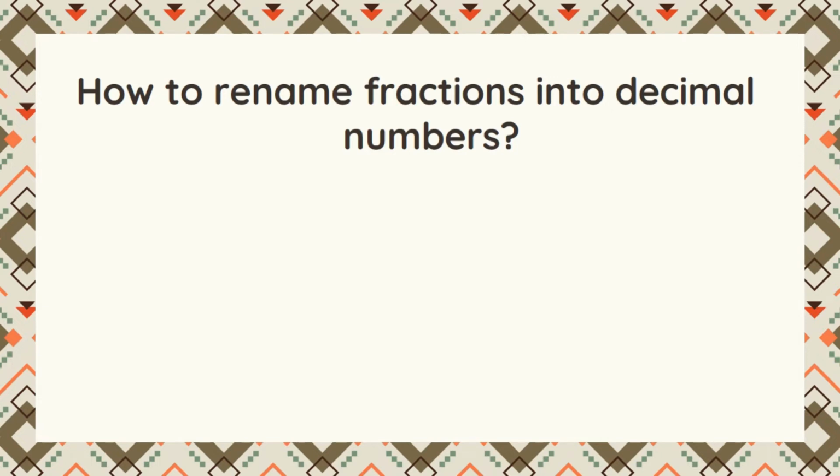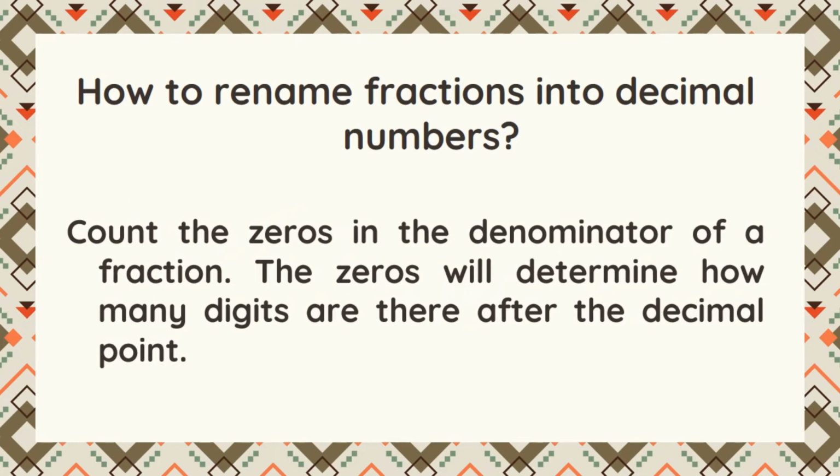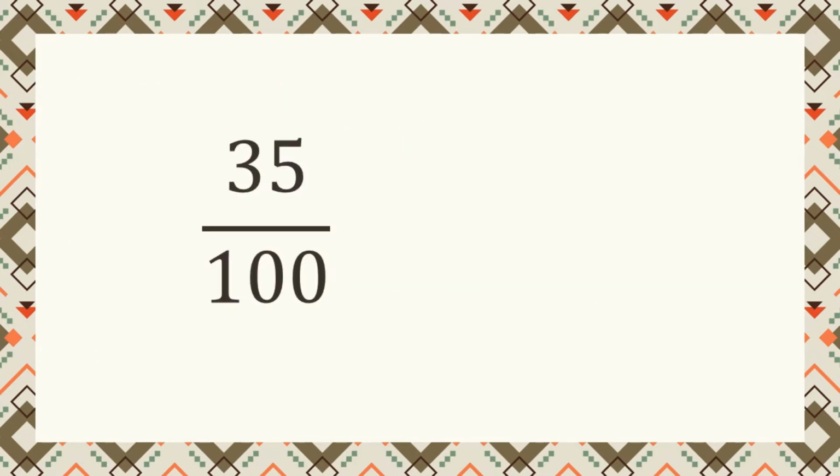Now, let's rename fractions into decimal numbers. How to rename fractions into decimal numbers? Count the zeros in the denominator of a fraction. The zeros will determine how many digits there are after the decimal point. For example, 35 over 100. Our denominator is 100 and 100 has 2 zeros. Therefore, when we change 35 over 100 into a decimal number, the answer will be 0.35 or 35 hundredths.